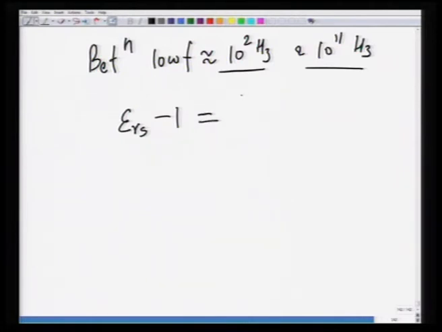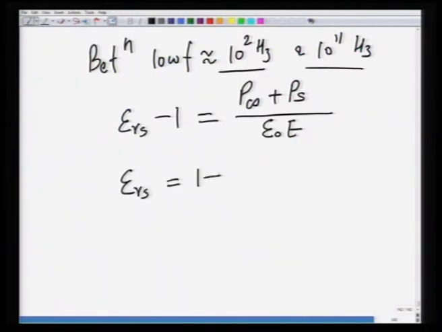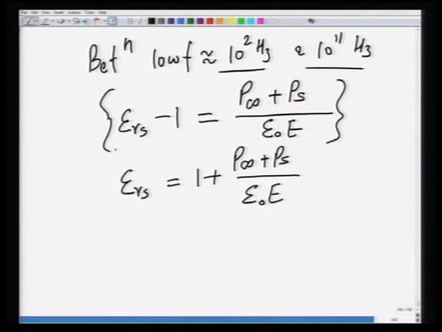is given as the polarization, which is P infinity plus P s, and this is because of the dipolar mechanism, divided by epsilon naught E, or epsilon r s is equal to 1 plus P infinity plus P s divided by epsilon naught E. So, this equation is nothing but the same as the previous one, the susceptibility equation. And here we are not taking the local field into account.